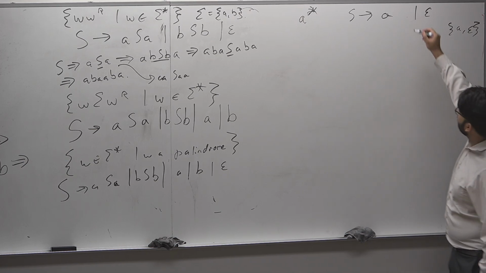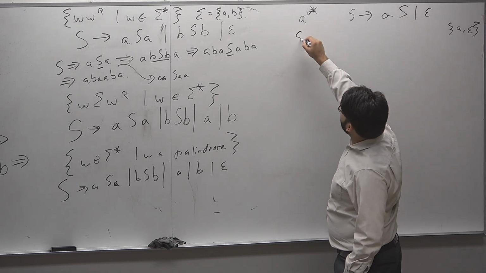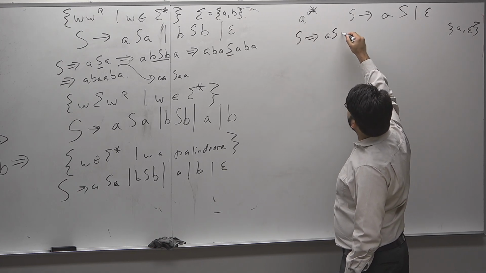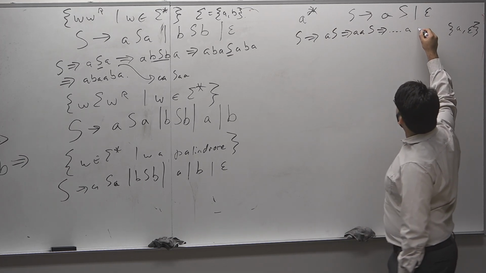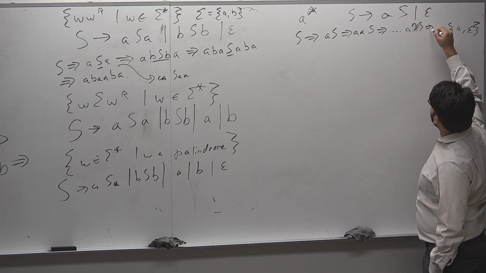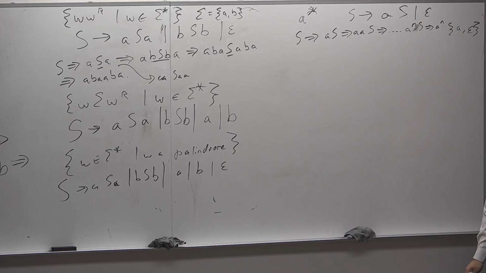AS. Yes. Why does that work? S goes to, let's say, AS, which goes to AAS, and eventually you get A to the N S, which goes to A to the N for any N, right? In fact, the number of times you apply that first production is the number of A's you'll produce. So this is 0 or more A's.